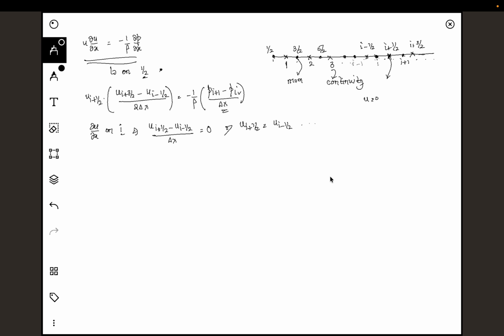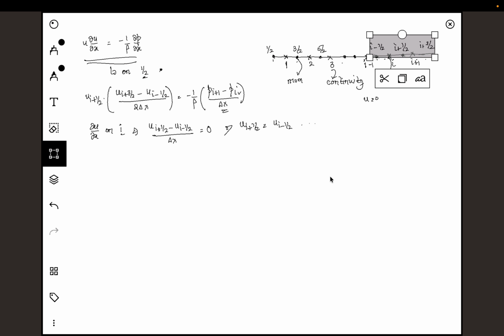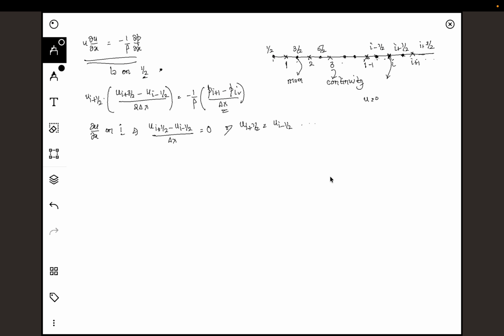I think I gave the wrong representation here. Cross marks are my I, and the circles are I plus half, I minus half, and so on. So this will give me u at I plus half equals to u at I minus half, and so on, all of them being equal to each other.